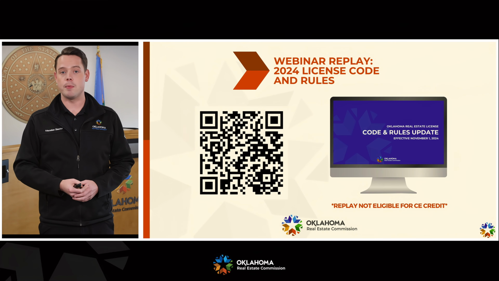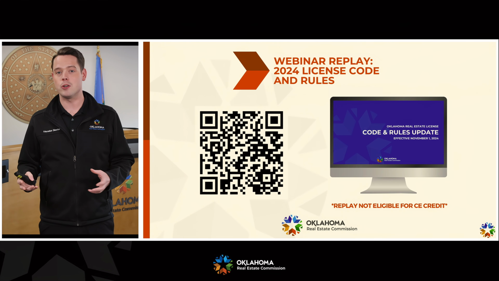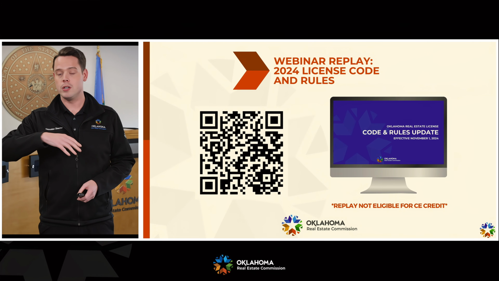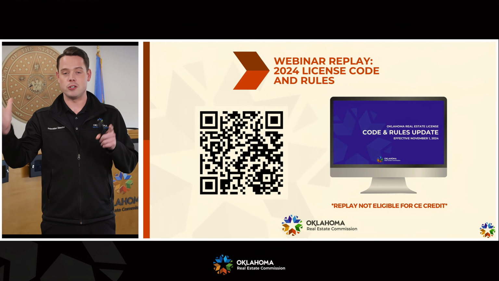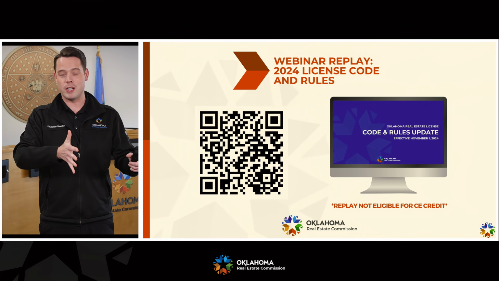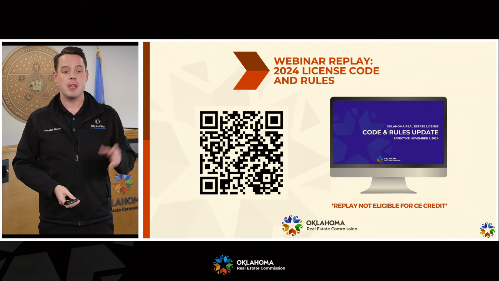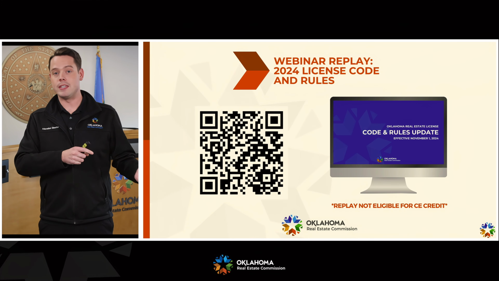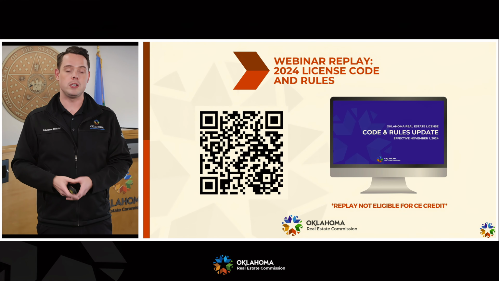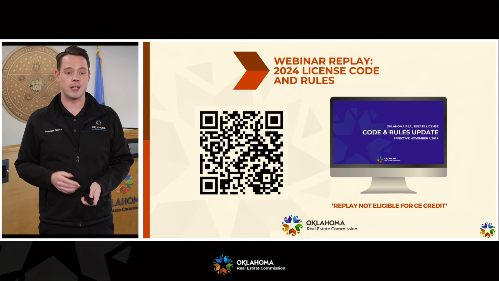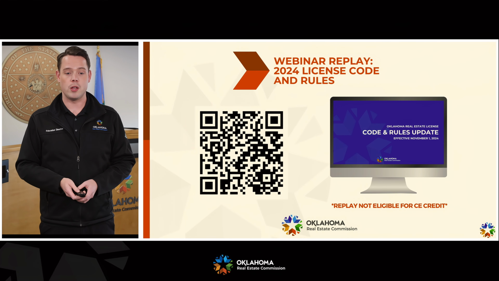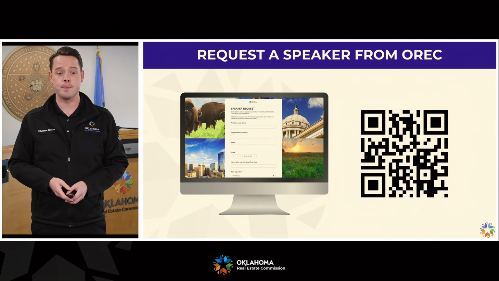Replays of that webinar are not available for CE credit. At the end of that webinar, it does show a QR code to scan and get CE credit, but since you're watching the replay, it's not available for CE. But all of you joining us live this morning know that at the end of this session, you will also see a QR code that you can scan and get CE credit. So if you missed out on the 2024 license code and rule update, you can scan that QR code there.